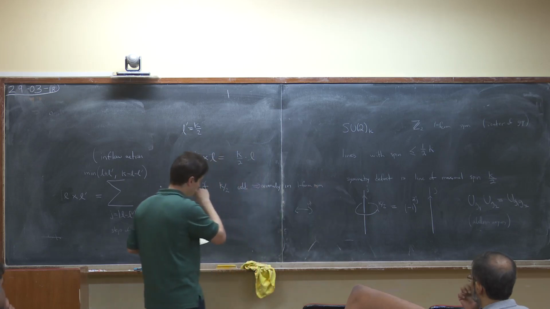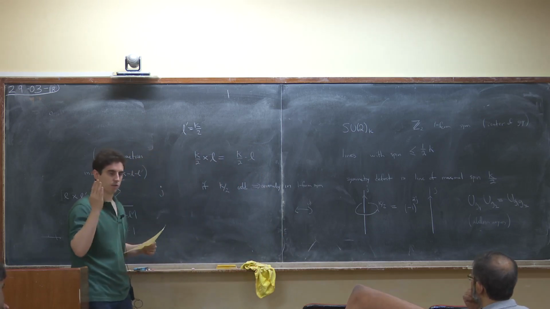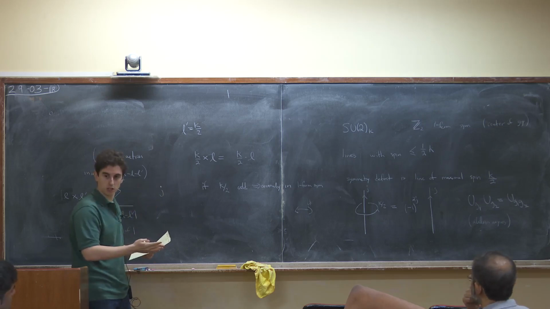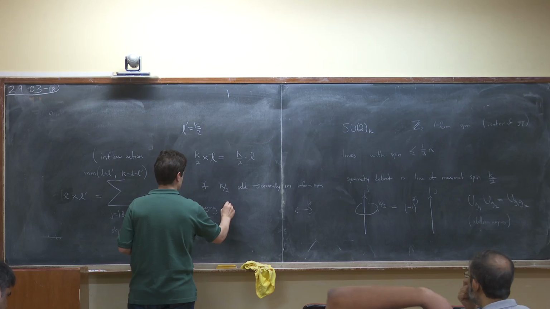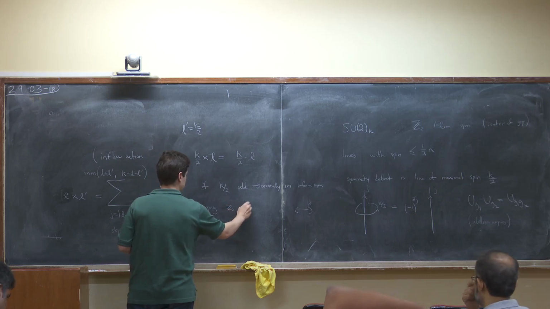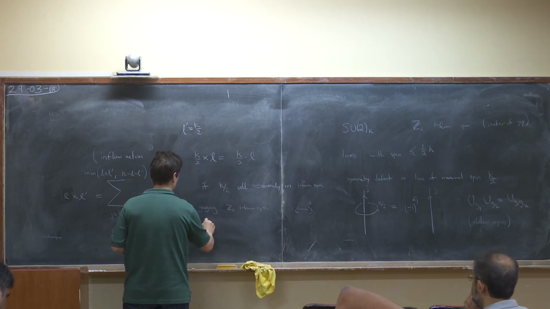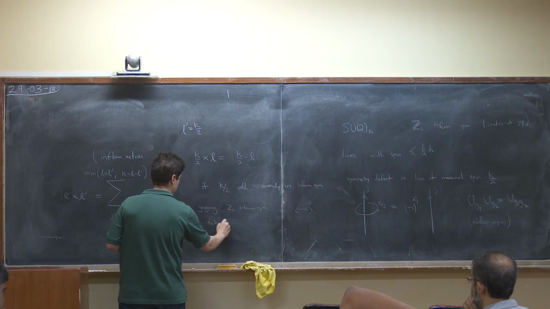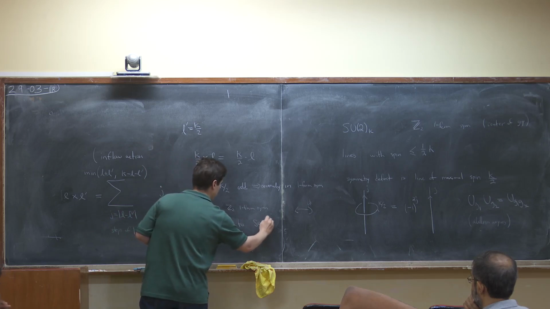How can we think about it? Well, we discussed yesterday that gauging the one-form symmetry, when it's associated to the center, is the same as performing a quotient on the gauge group. So gauging the Z2 one-form symmetry takes us to SO(3) level k.